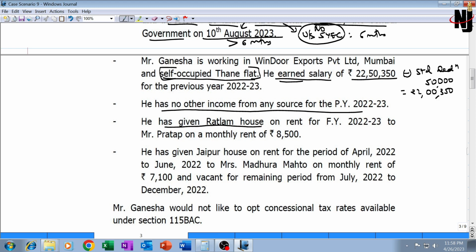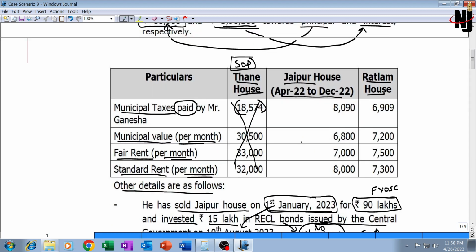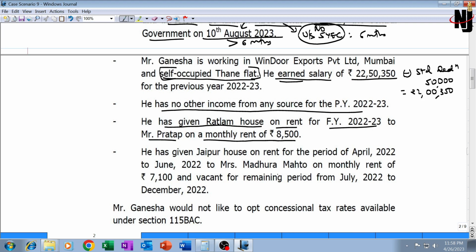He has given Ratlam house on rent for financial year 22-23 to Mr. Pratap on a monthly rent of rupees 8,500. Ratlam house is let out property, so for this third property, let out, we'll just write it down here. That means municipal tax, municipal valuation, fair rent, standard rent, everything will have to be taken into account. 8,500 per month. Assuming it is let out for the full 12 months period, we will calculate the actual rent.